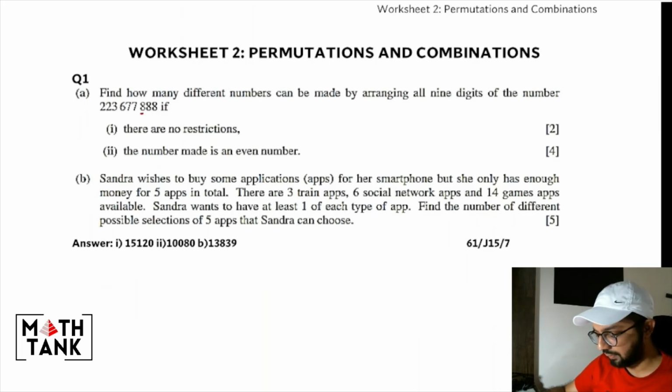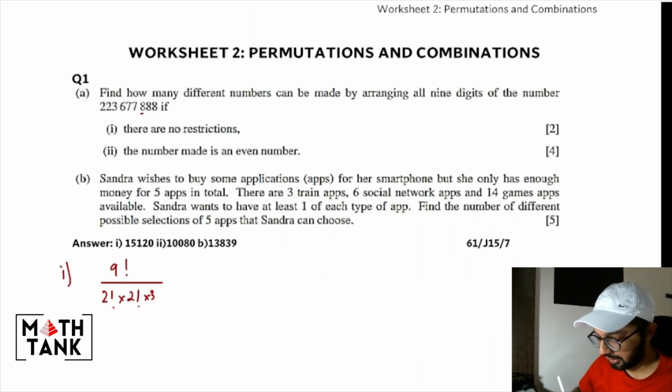Question one says find how many different numbers can be made by arranging all 9 digits of the number 2, 2, 3, 6, 6, 7, 7, 8, 8, 8 if there are no restrictions. So whenever you have a question that has repetitions, always count the repetitions first. So that's 9 factorial. There are 2 2's, 2 7's, and 3 8's, and that should hopefully give you the correct answer. So 9 factorial divided by 2 factorial, divided by 2, divided by 6. That's 15120.